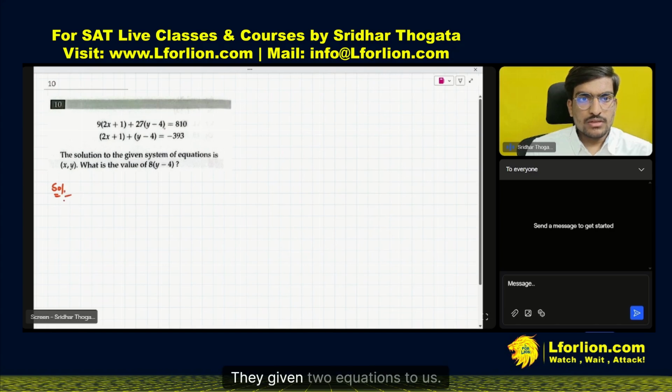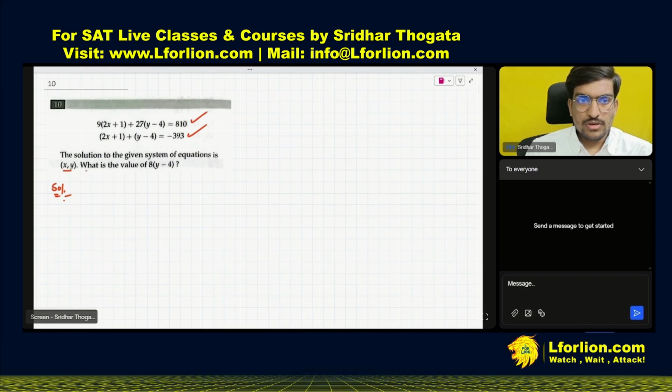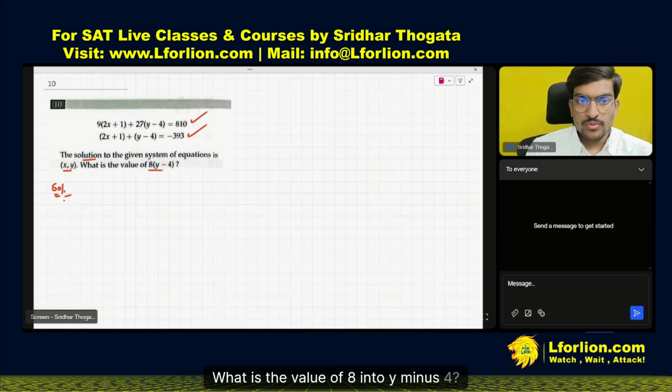Question number 10, they have given two equations to us. The solution to the given system of equations is x comma y. What is the value of 8 into y minus 4?